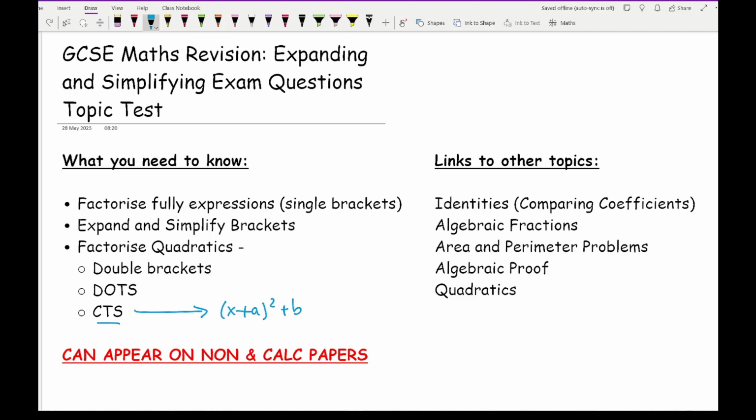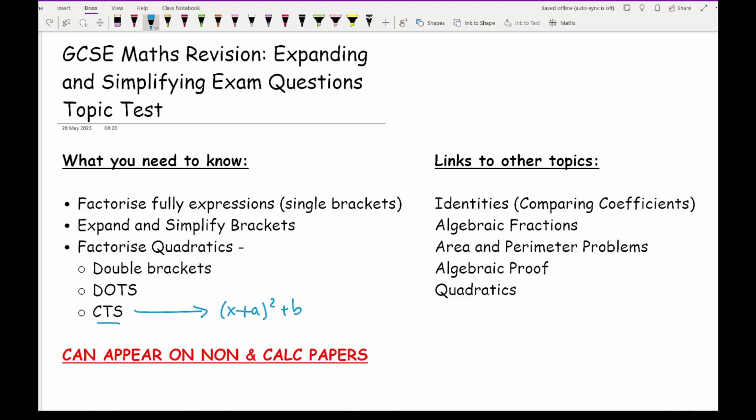Now, with this particular topic, there are links to other topics as well, more notably the algebraic topics, but it can be merged in with a lot of the other topics in geometry and measure, potentially probability, with probability equations, and number, where we're looking at area and perimeter, etc. So the key ones I've particularly identified are going to be identities, where you're comparing coefficients once you've expanded the brackets, algebraic fractions, area and perimeter problems, algebraic proof, and quadratics.